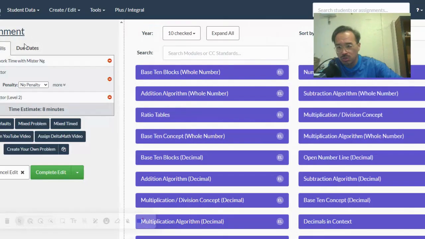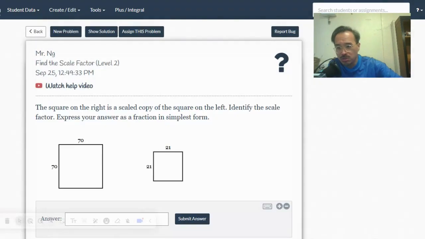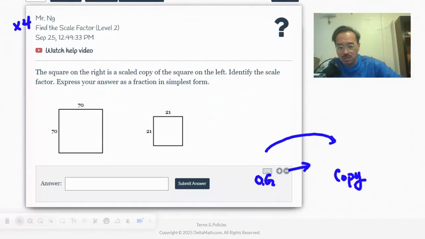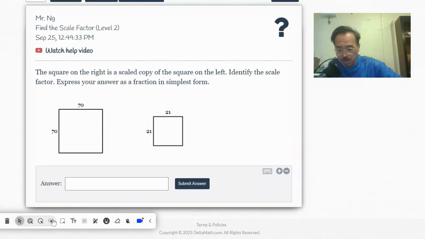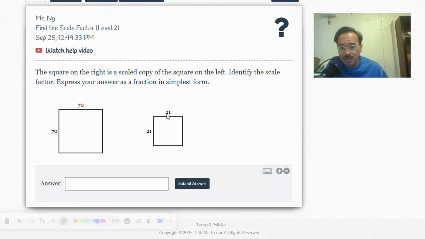So let's do another one where it's harder. Homework's going to take about 8 minutes to do. This one is actually good. This is a good question. Again, the wording's the same. The copy on the right is a scale copy of the left. So this is the original, this is the copy. Identify the scale factor.